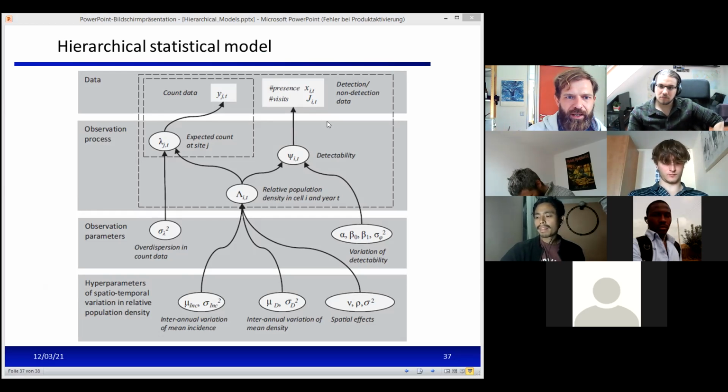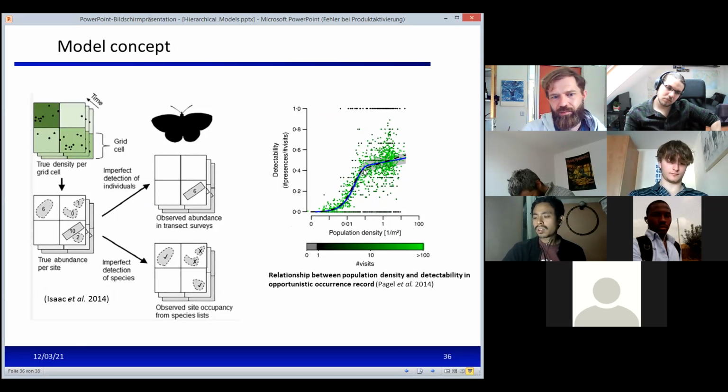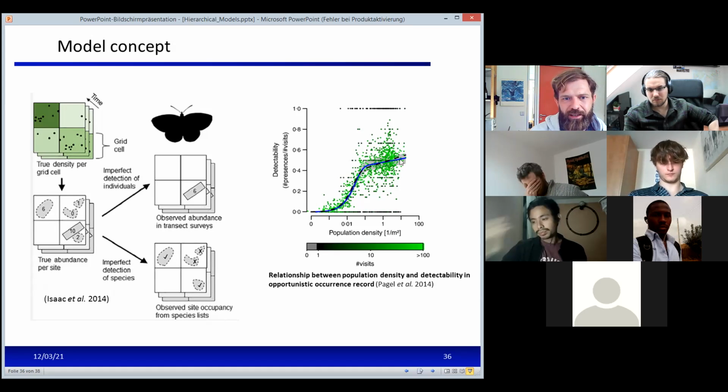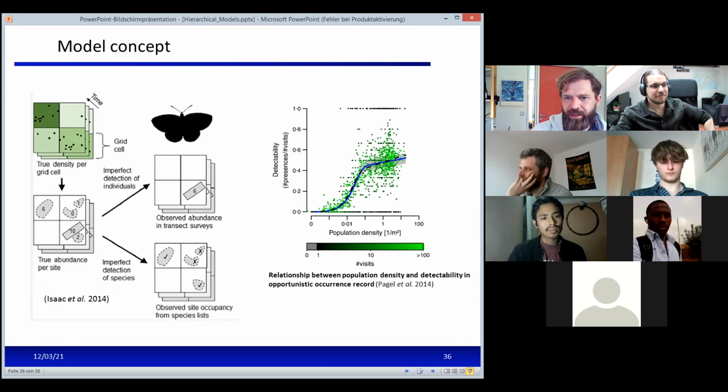And then for the detection, non-detection data, the key is this estimated relationship between the population density, so that would basically be the state variable lambda, and the probability that a random recorder going to this area would detect the presence of the species. This is close to zero if population densities are very small, and then increases if population densities go up, but then apparently it again levels off. I hope that gives a better idea of the interpretation of this.